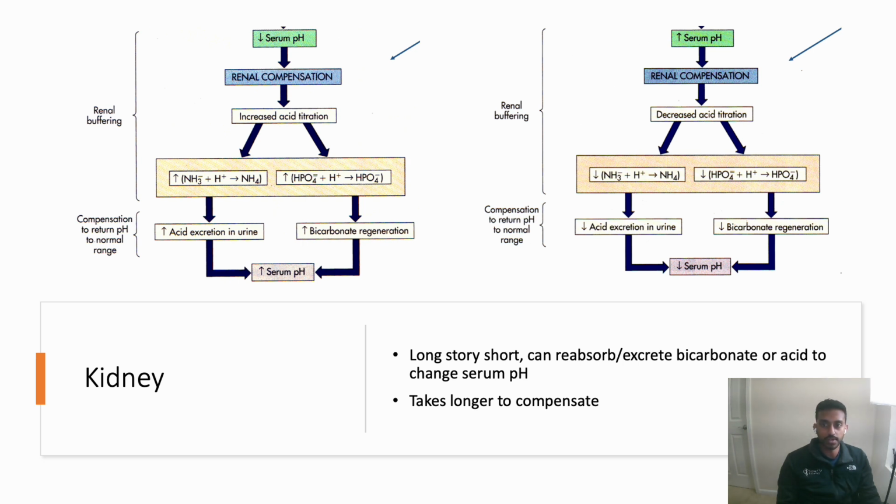The kidney has many excretory, secretory, and absorbing mechanisms, but long story short, it can reabsorb and excrete bicarbonate or acid to change serum pH. It takes longer to compensate, so it takes a while for the compensation to kick in. It compensates using hormonal and sympathetic innervation. The kidneys can react to pH changes and maintain homeostasis. If the pH is basic, the kidneys will excrete more bicarbonate and absorb more acid, and vice versa.